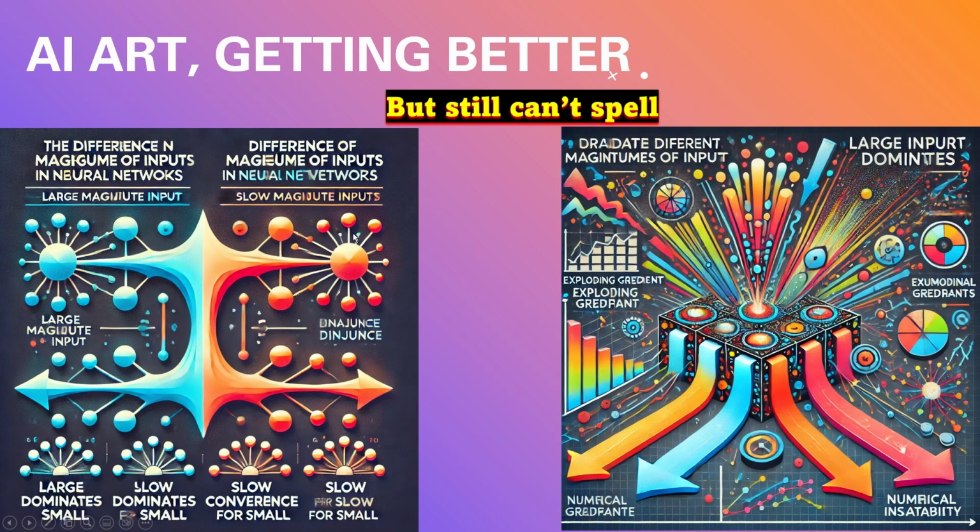Now, this here was some AI art that I thought was just kind of funny, so that's why I included it. It does make some pretty good pictures, but it sure can't spell worth a darn, can it?